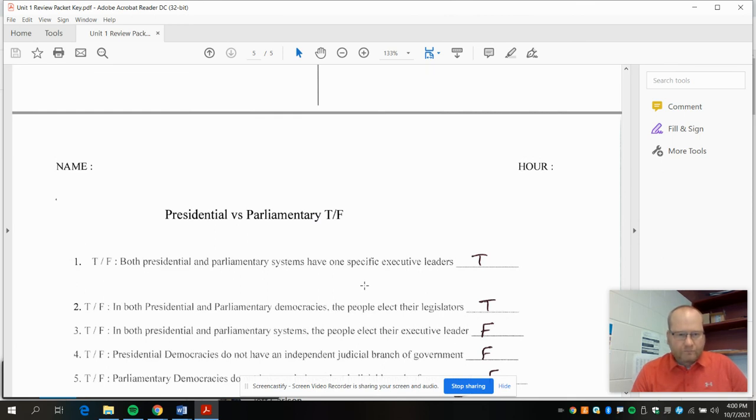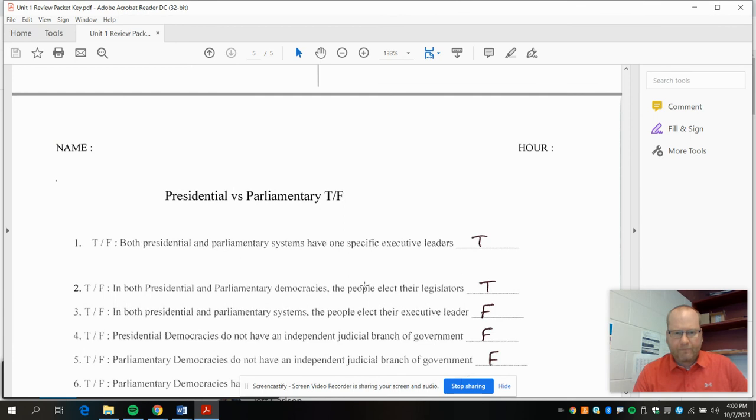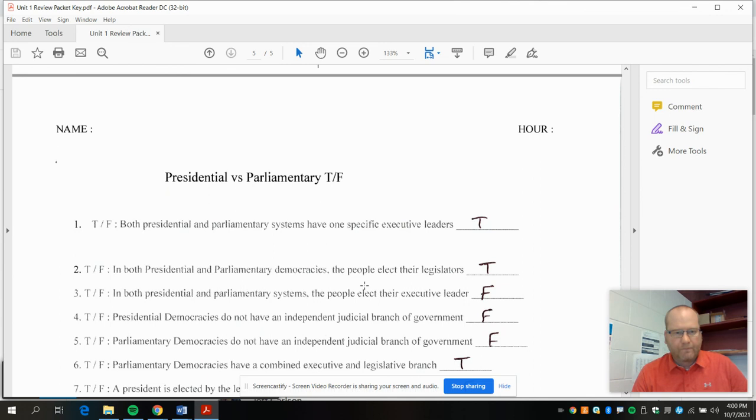Number four, presidential democracies do not have an independent judicial branch of government. False. They both do. Or excuse me, the presidential does. We have our Supreme Court. Number five, parliamentary democracies do not have an independent judicial branch of government. Again, false. They have the House of Lords.